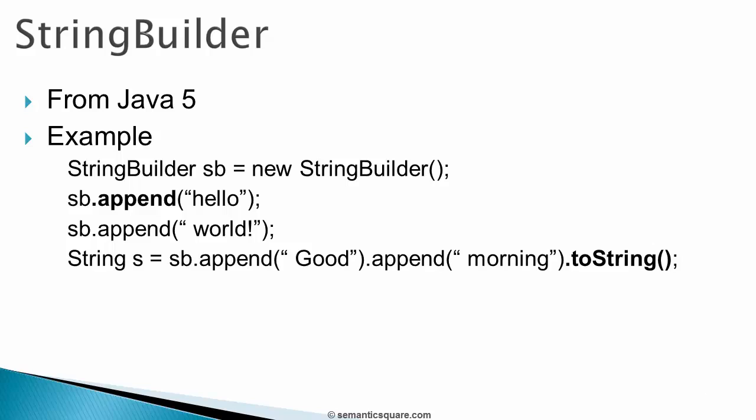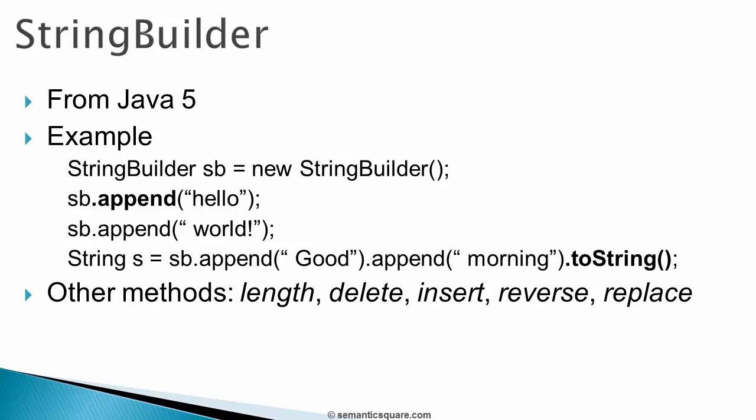First, a StringBuilder object is created, and then its append method is invoked to append new content. So first the string hello is added, and then the string world is appended to it. Next, a single statement is used to append two more strings. Note that each append call returns a reference to the current object, which allows us to chain multiple append calls in the same statement. Finally, the toString method is invoked, which returns a string that is initialized with the character sequence in the StringBuilder. So string s has the entire text, hello world, good morning.